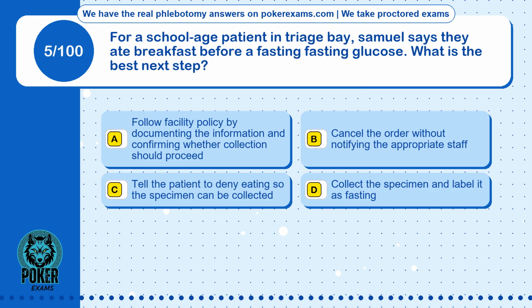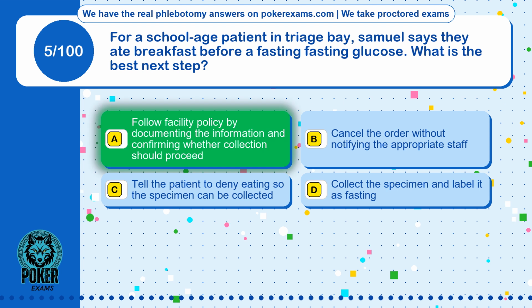Question 5. For a school-age patient in the triage bay, Samuel says they ate breakfast before a fasting glucose. What is the best next step? Option A. Follow facility policy by documenting the information and confirming whether collection should proceed. Option B. Cancel the order without notifying the appropriate staff. Option C. Tell the patient to deny eating so the specimen can be collected. Option D. Collect the specimen and label it as fasting.